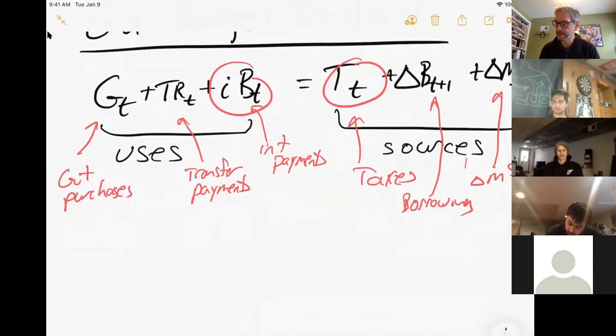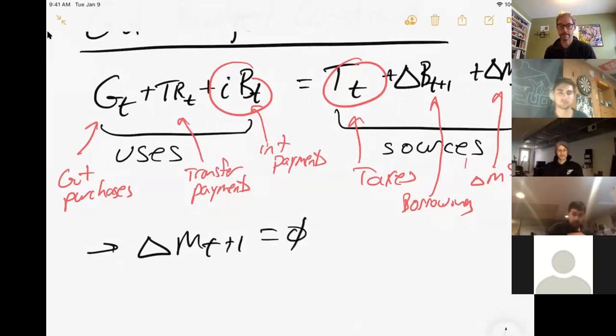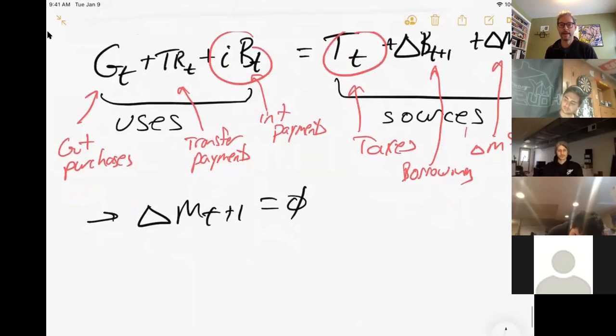Okay, just to keep things simple, let's forget about the money supply. Why? Because while the money supply is a source of revenue for the US government, it's not a large one, and that's not really the purpose of the money supply. So if we're going to think about the US government here, we can just forget about the money supply for a minute.